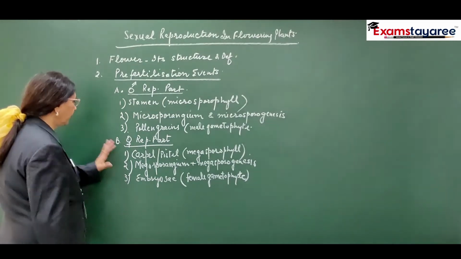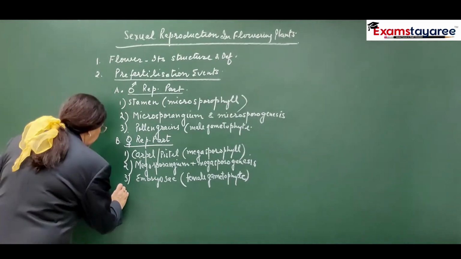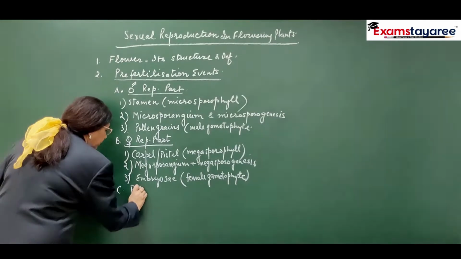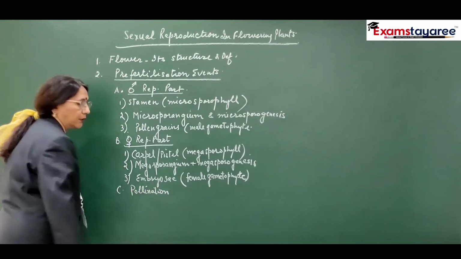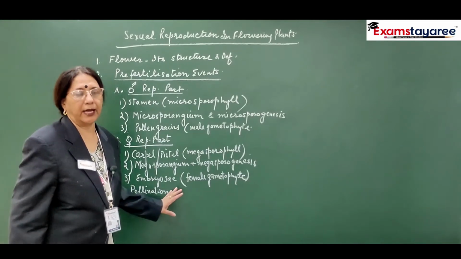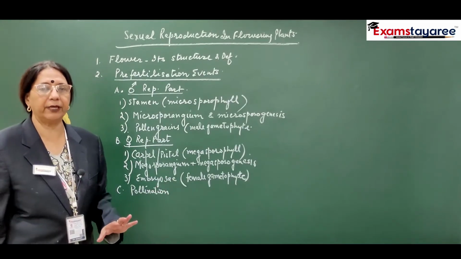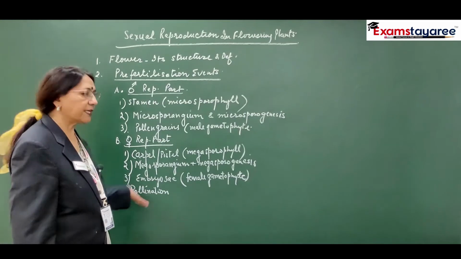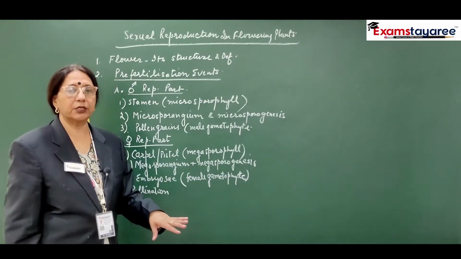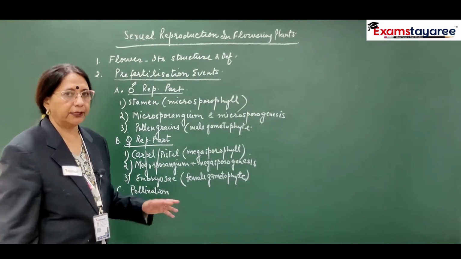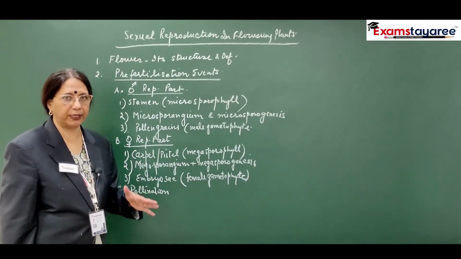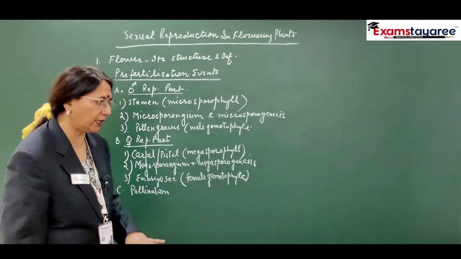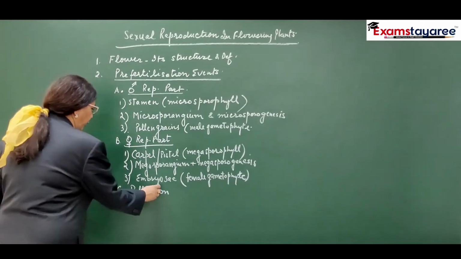So, male reproductive part, female reproductive part, then pollination. Since you know that to meet male and female gamete, the pollen grains have to be transferred to the stigma of the flower. Therefore, the pollen grains are transferred with the help of different agents, which we will study in detail. The process is pollination.